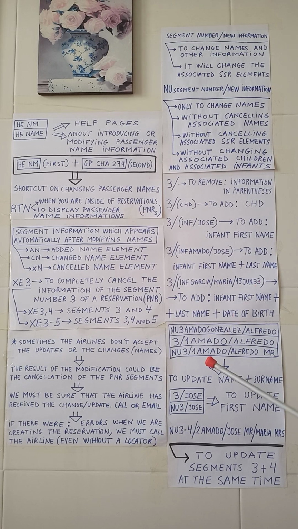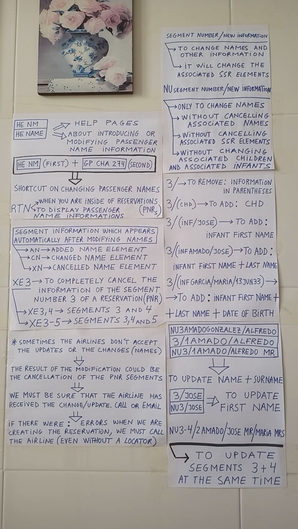The third transaction, NU3/1 Amado/Alfredo space MR, allows for updating one first name and one last name using the code NU at the beginning of the transaction. We can see the code MR at the end of the transaction. MR is used to indicate that the passenger is a married man.